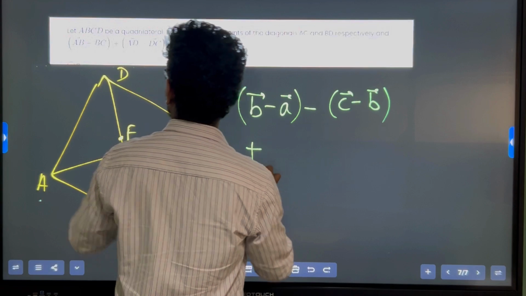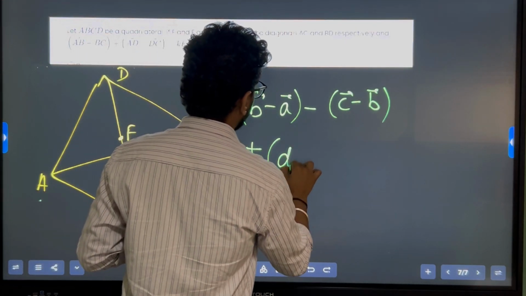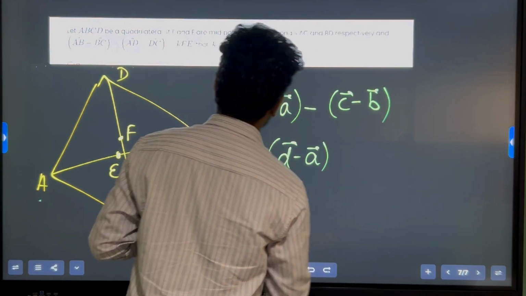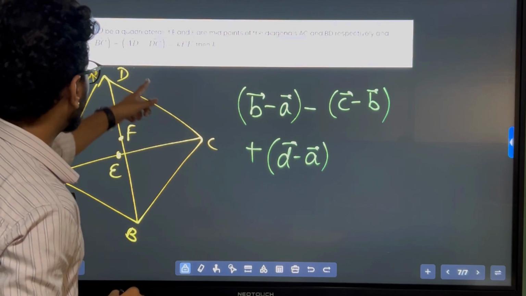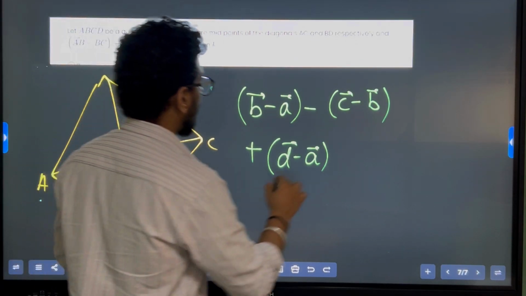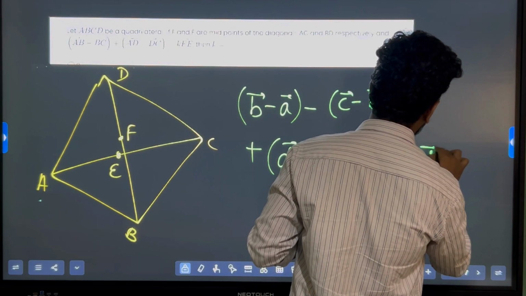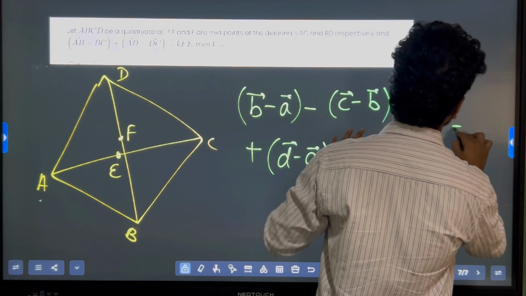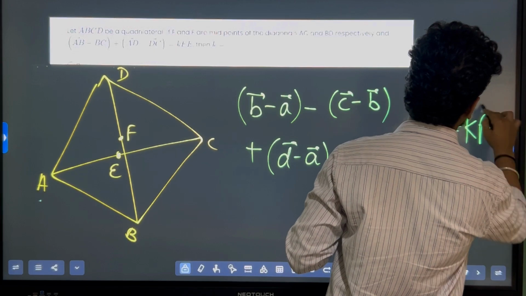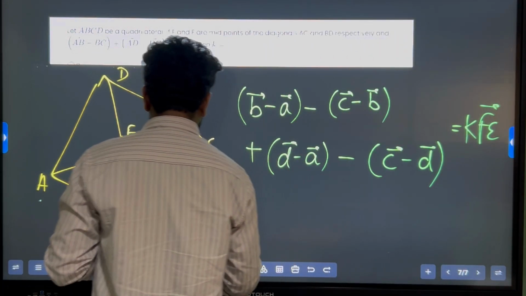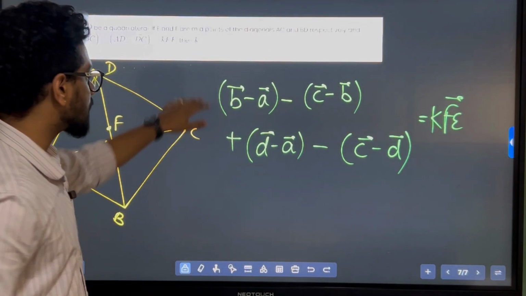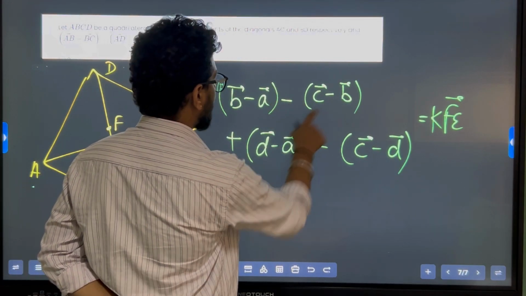Plus AD vector is D vector minus A vector. Okay, D vector minus A vector minus DC vector, which is C vector minus D vector, and they have given this something equals K into FE vector. Let's keep it FE vector. Later we will resolve this part. Let's first focus on the left hand side part. So B minus of minus B is 2B.